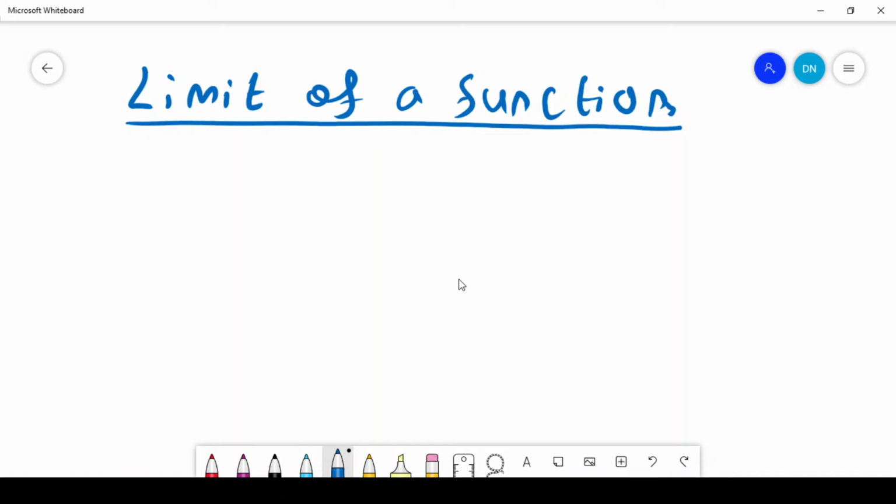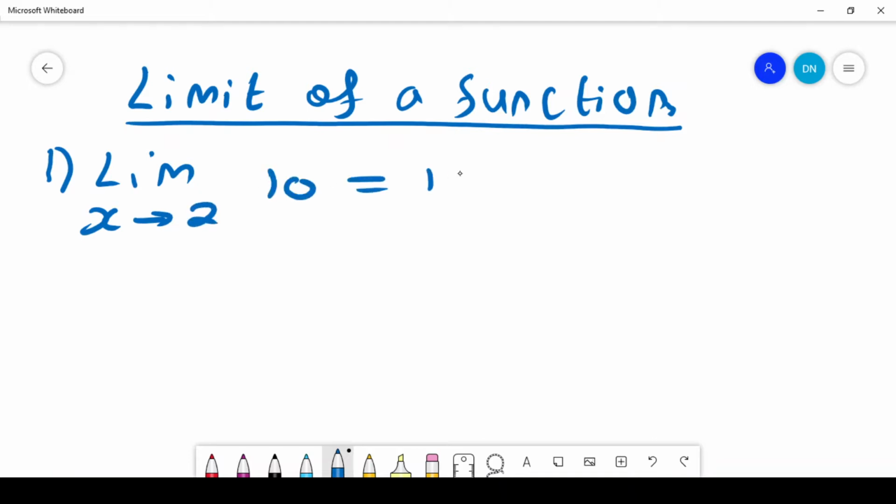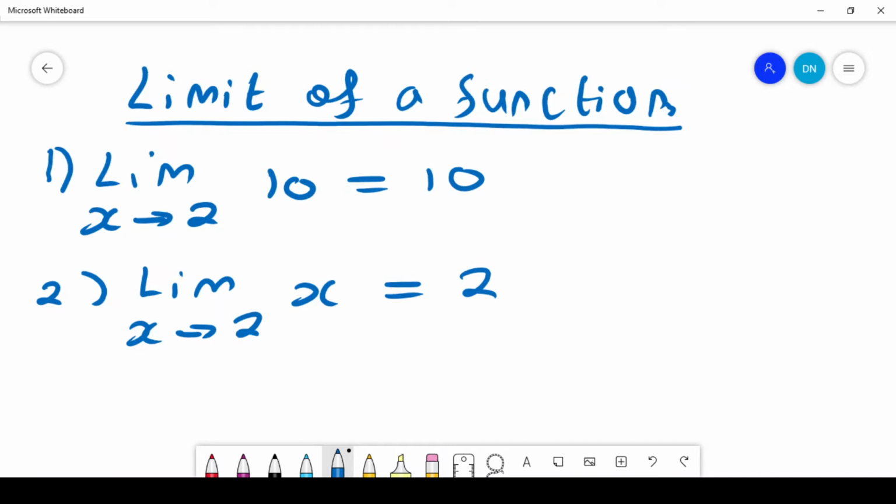Limit of a function. Basically, we want to look at a number of examples. One of them is the limit as x tends to 2 of 10, and that basically remains as 10. What about the limit as x tends to 2 of x? It will give us 2.